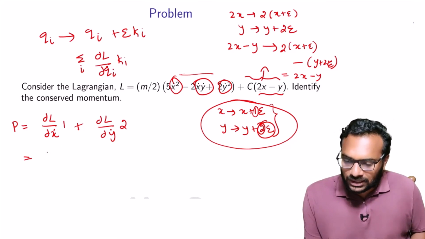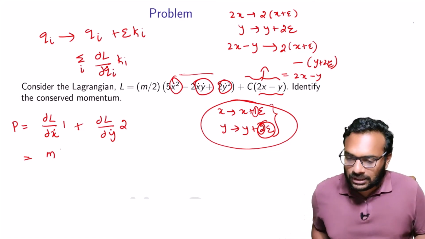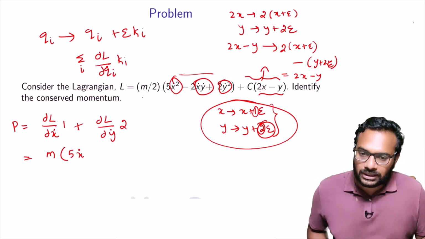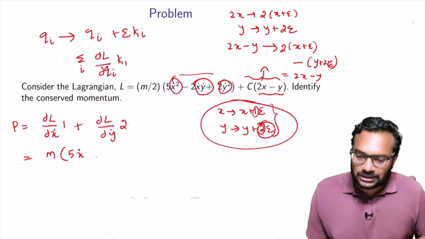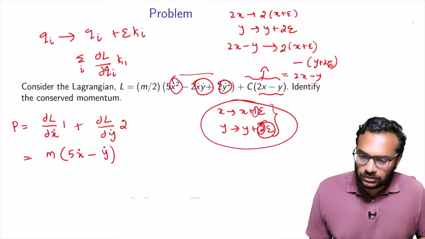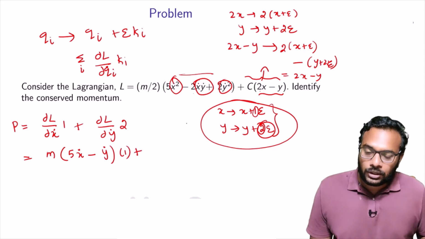You see that this becomes m multiplied by 5ẋ, because there's an ẋ square here, and when you take the derivative, this 2 will get cancelled with this 2, etc. So this is 5ẋ. There's an extra 2 here, so this is minus ẏ. This is ∂L/∂ẋ multiplied by 1 plus ∂L/∂ẏ.